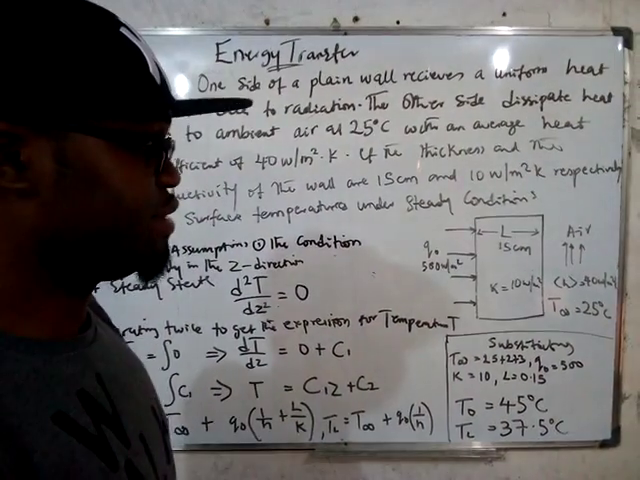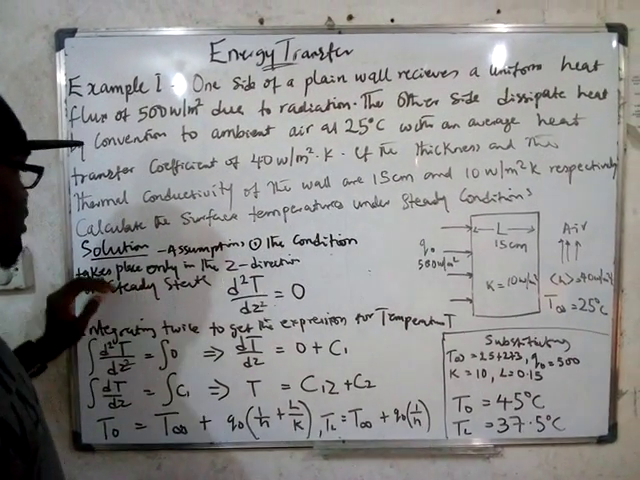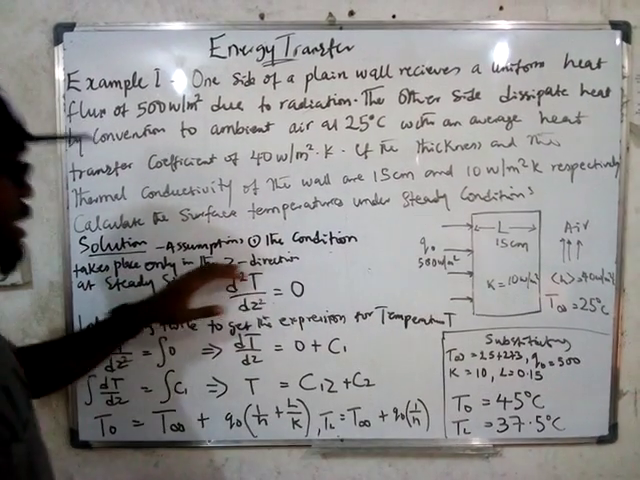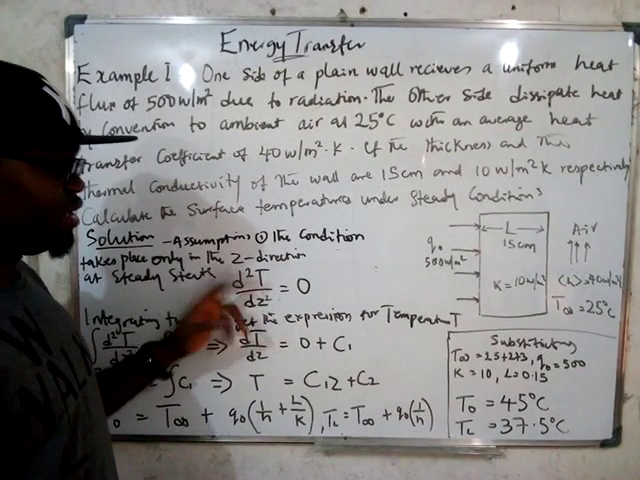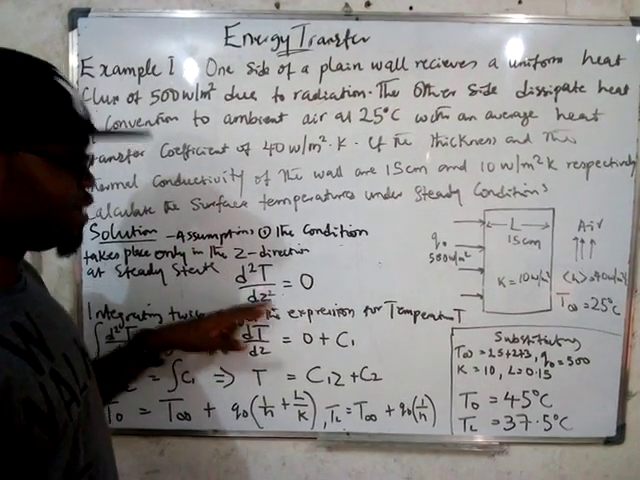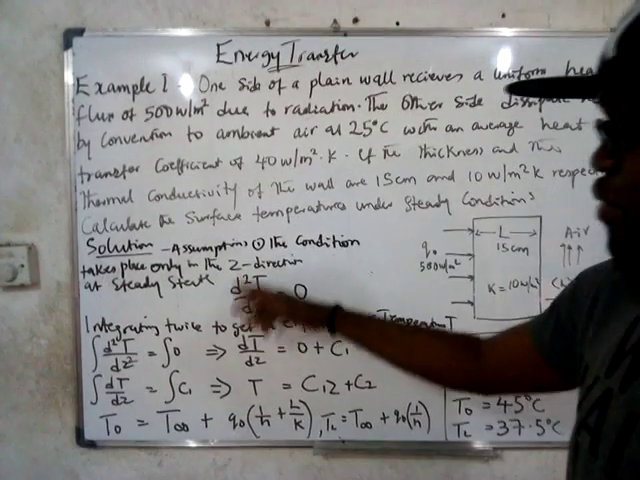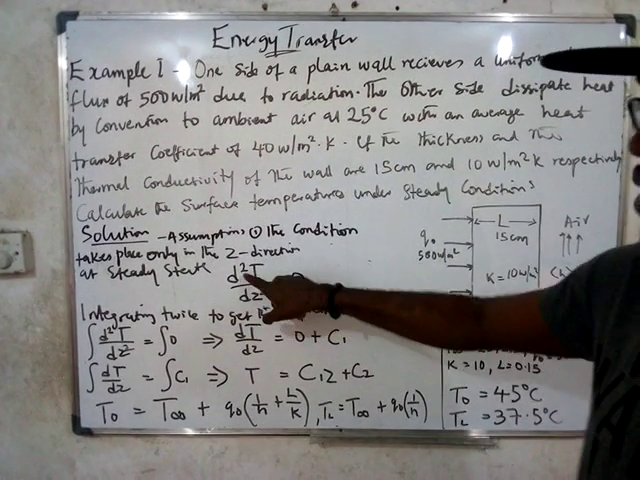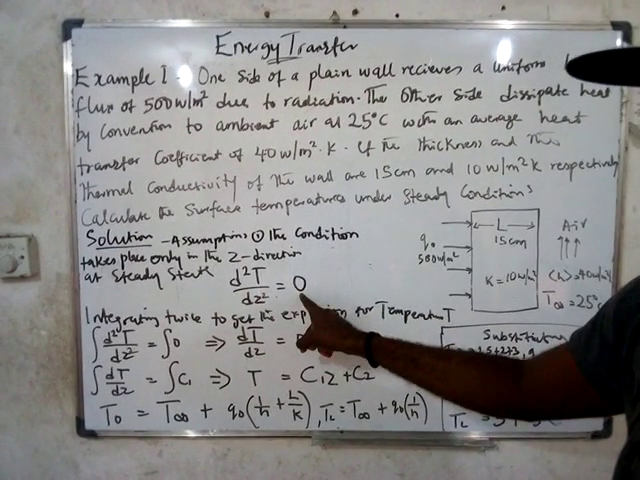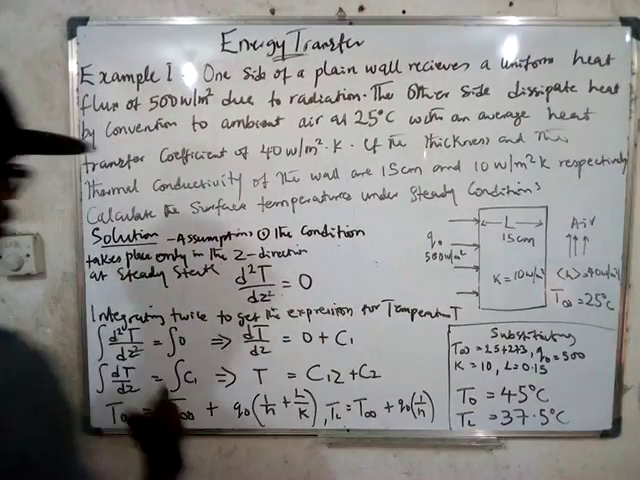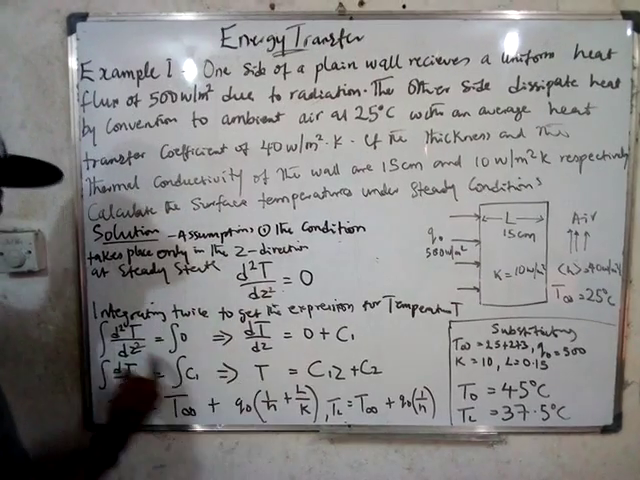Before you start, you make an initial assumption that heat transfer is taking place only in the z direction. And at steady state, the second derivative of T with respect to z, d squared T over dz squared, is always 0. So what do you do to this? You integrate two times since this is squared. If you integrate 0, you get a constant. So that is what we did here.